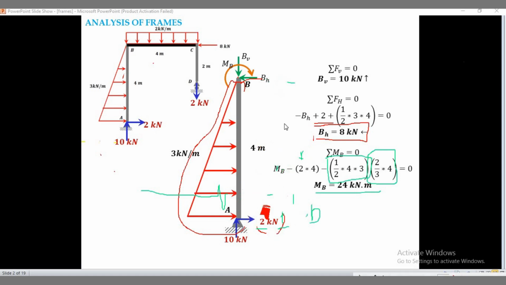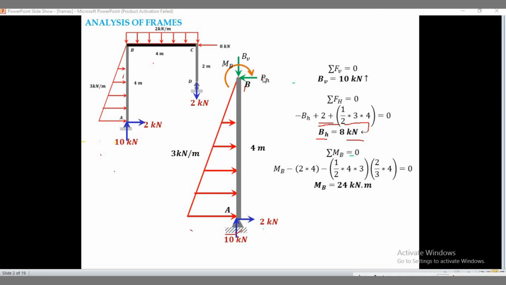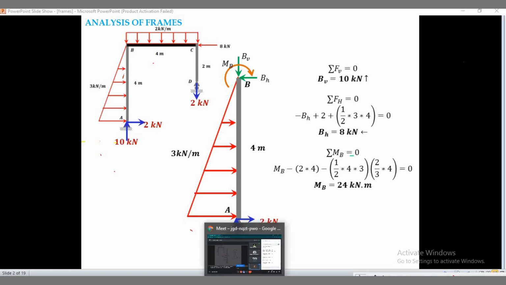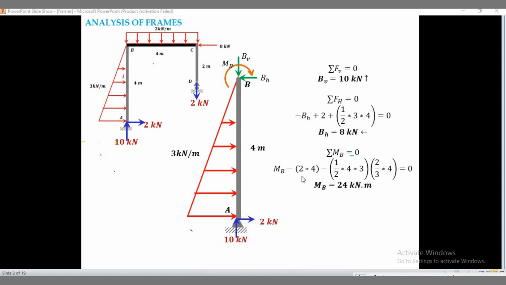Question: in getting the internal reactions, considering member AB, or any reaction regarding my answers? If there are no questions, I'll proceed. After analyzing AB, I move on to another member.